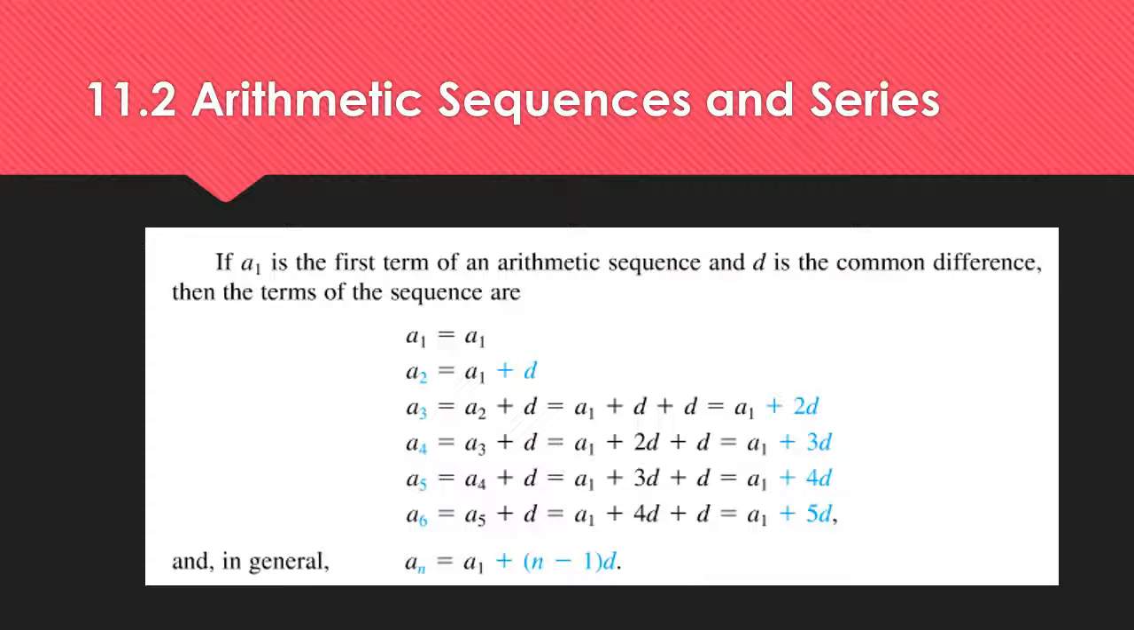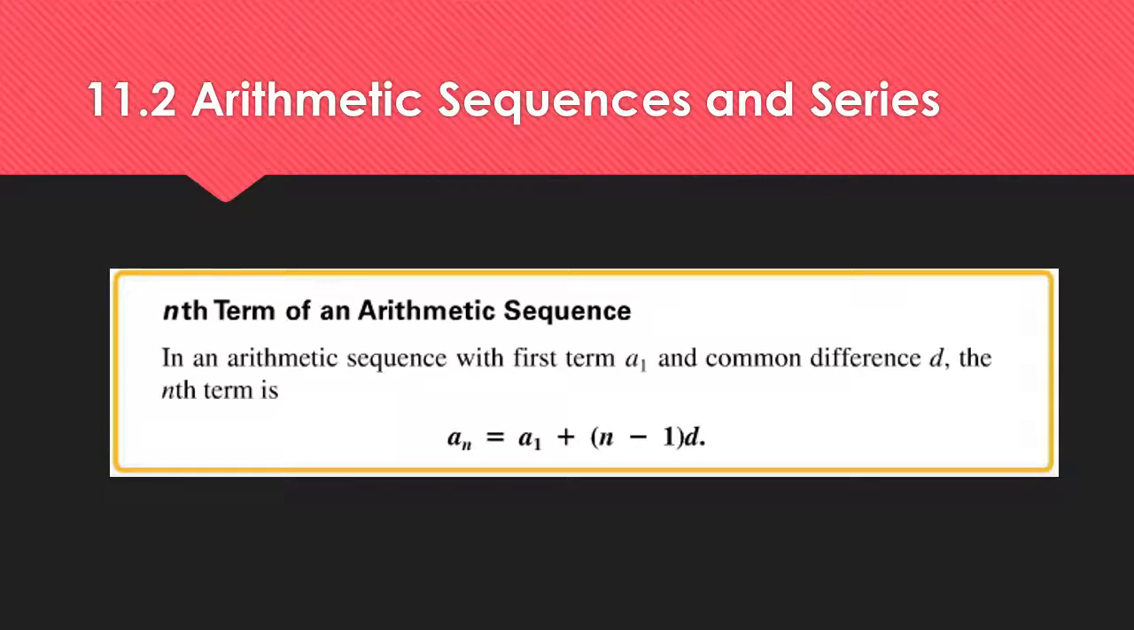We just need to know which term it is, and that helps us. If we know the first term, the term we're after, and the common difference, we can jump straight to that. So a sub n, the nth term, is a sub 1 plus n minus 1, the number of terms minus 1, times the common difference. Here's our theorem: in an arithmetic sequence with first term a sub 1 and common difference d, the nth term is a sub 1 plus n minus 1 times d.